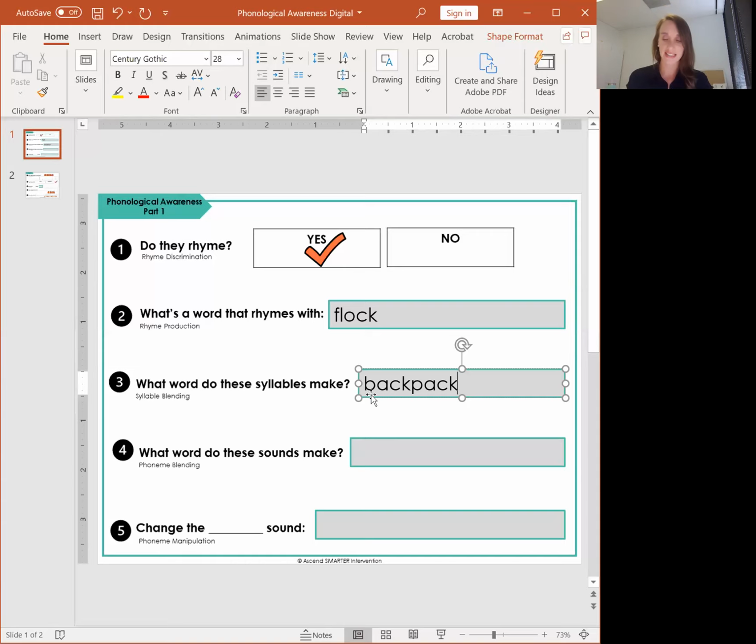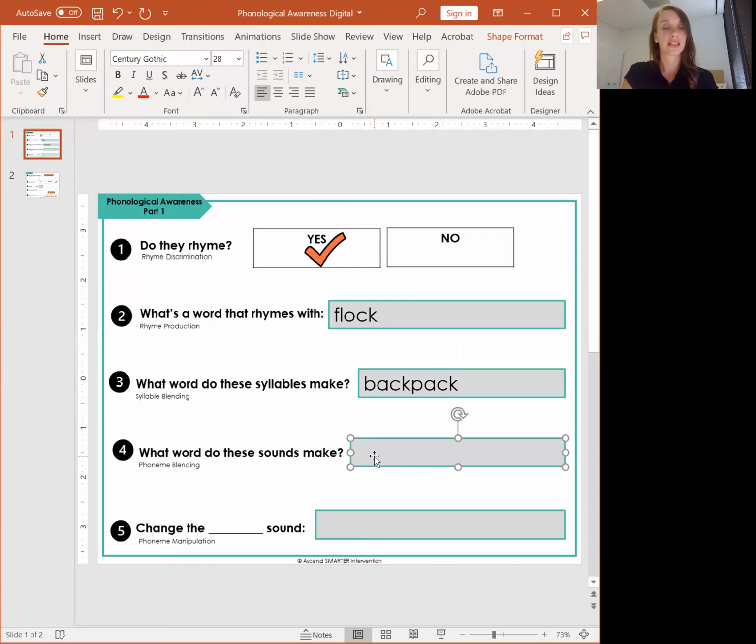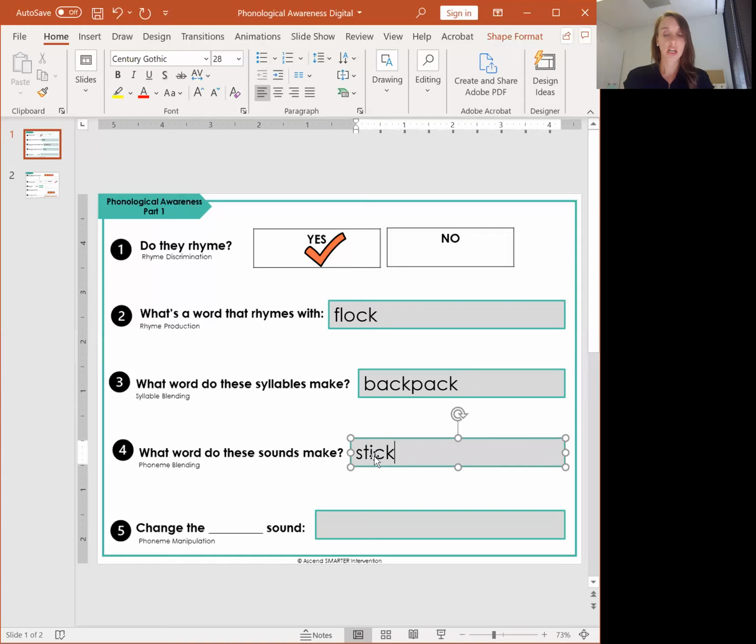Then what word do these sounds make? S, t, i, k, and they would give you stick. Then you could say, we're going to change the first sound in rock to s. What's our new word? Sock. And those are going to be ways that you're going to prepare for reading. So we've got a hierarchy of rhyme discrimination, understanding whether two words rhyme, rhyme production, syllable blending, phoneme blending, and then phoneme manipulation is the highest level task there.